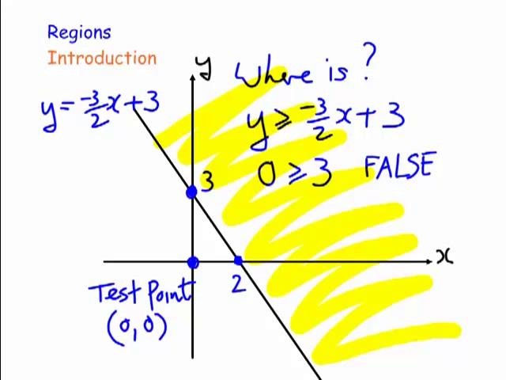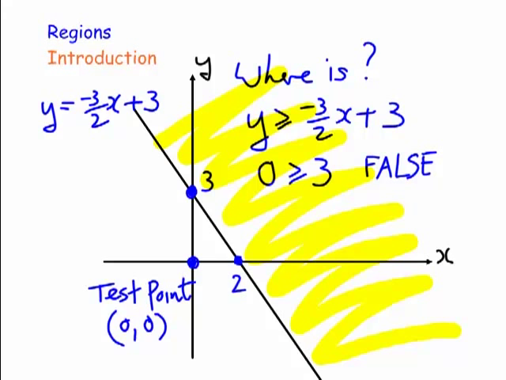Now, obviously, if I had a region which would say y is just greater than minus 3x on 2, plus 3, then the line should be dotted, or the boundary should be dotted, and hence not included in the region.